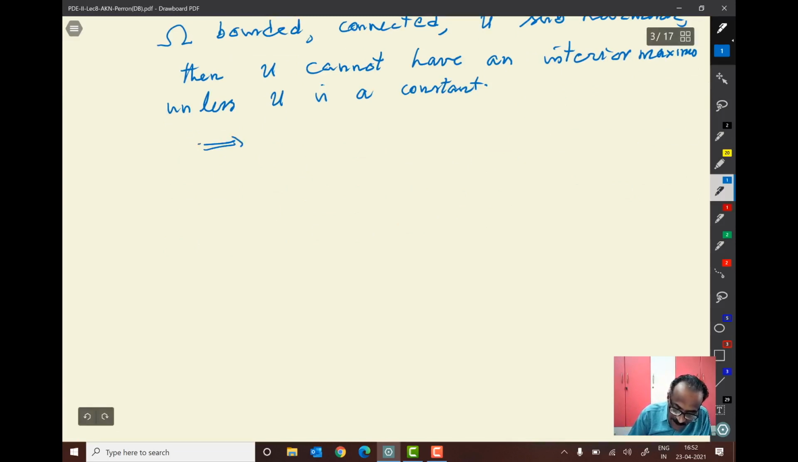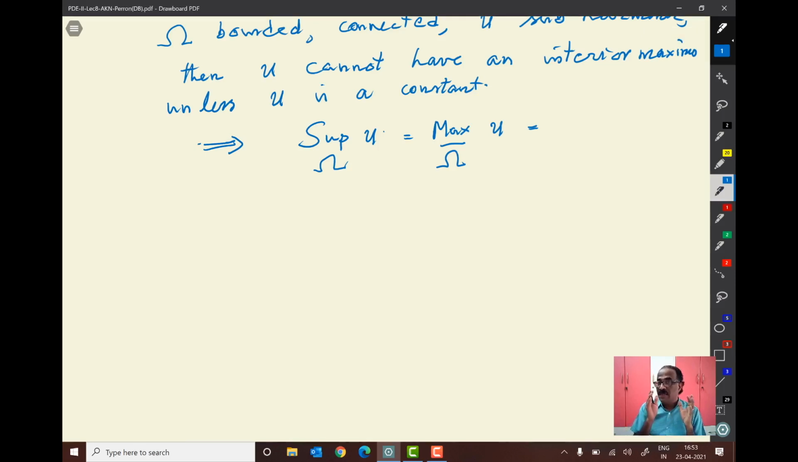This also implies immediately that if your supremum of u is bounded up to the boundary, so the supremum exists, the supremum you take in omega will be the same as the maximum of u in omega bar. And since omega bar is a closed bounded set, it will have a maximum in omega bar, not in omega, and hence that maximum has to be on the boundary. So you will get this is the same as the maximum of u on the boundary.